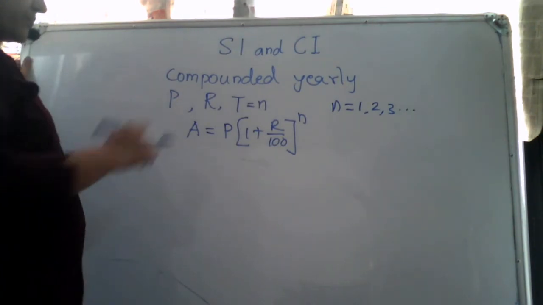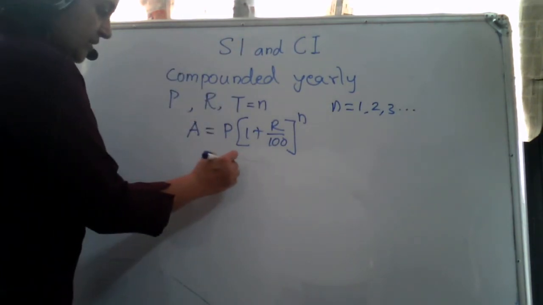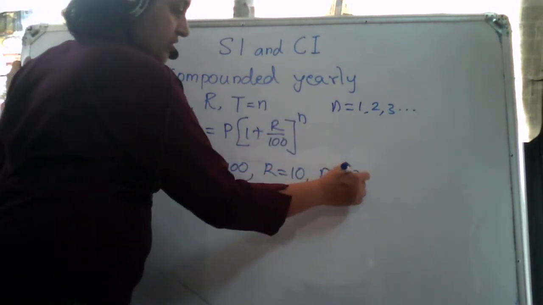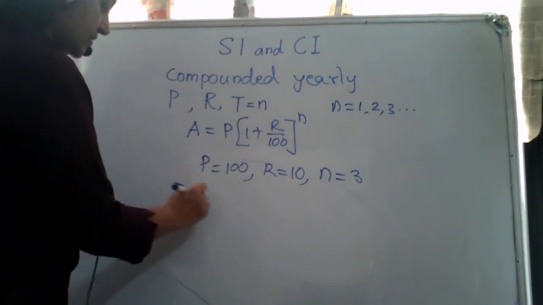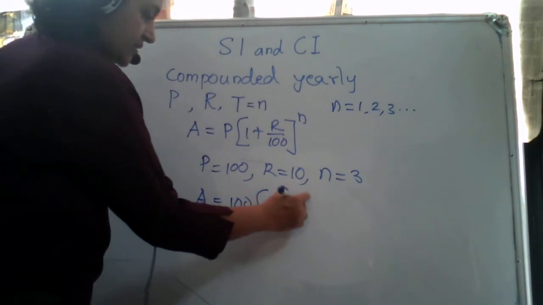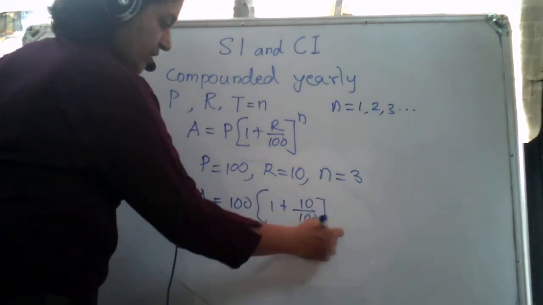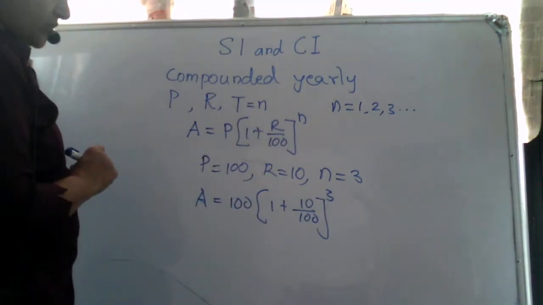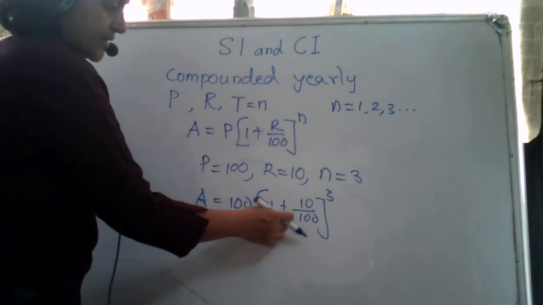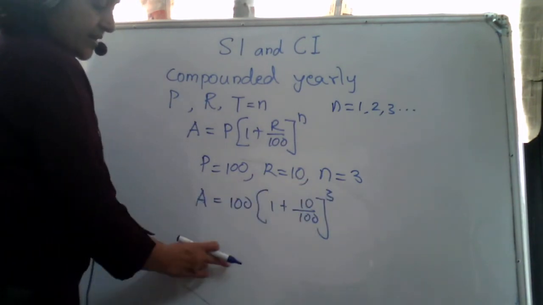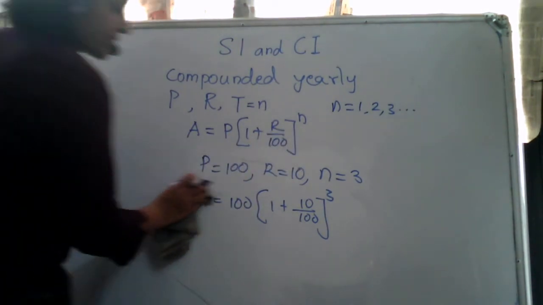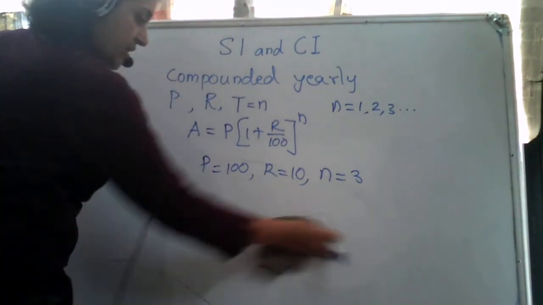Now suppose P is 100, R is 10 and n is equal to 3. So how will we substitute it? A is equal to 100 into bracket 1 plus 10 upon 100 to the power 3. So this is how it goes. Then you will solve this bracket, make its cube and then multiply and get the answer, that is the amount.